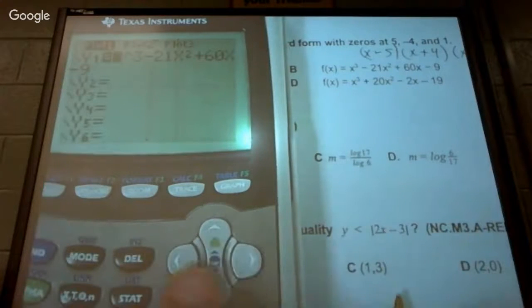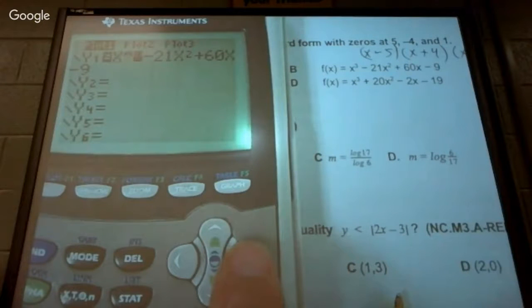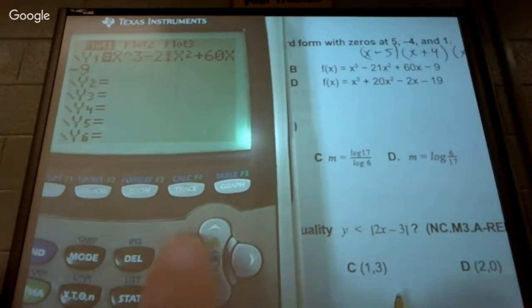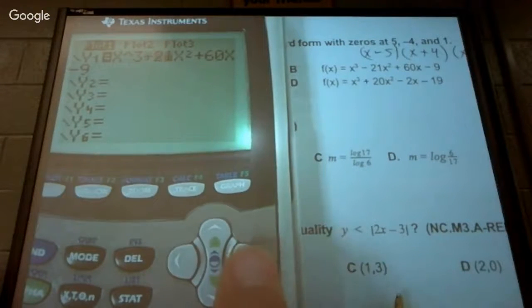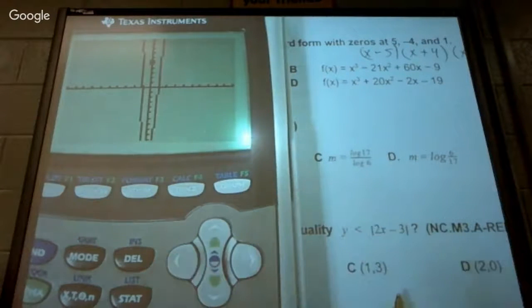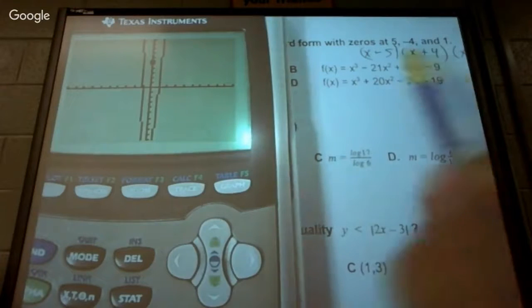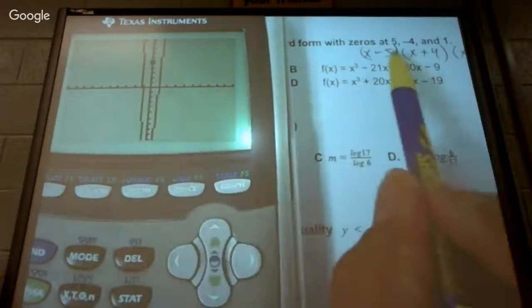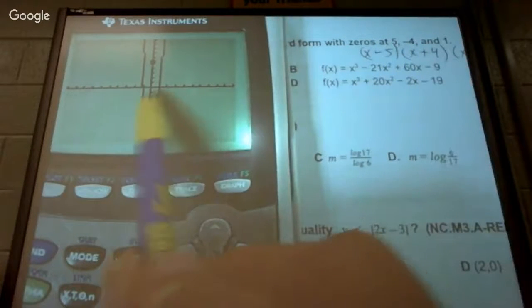So we go back to y equals, and we'll type in D, since I'm looking at it right here. Let's graph that one. So D doesn't look correct because, remember, the zeros mean it has to cross the x-axis at 5, -4, and 1. It looks like it crosses at 1 and -1.